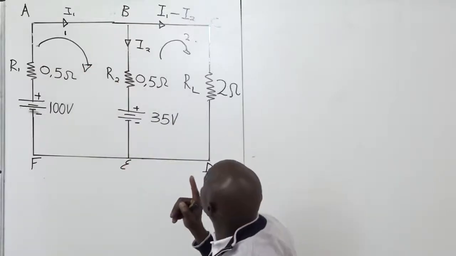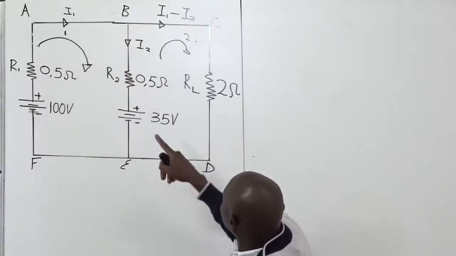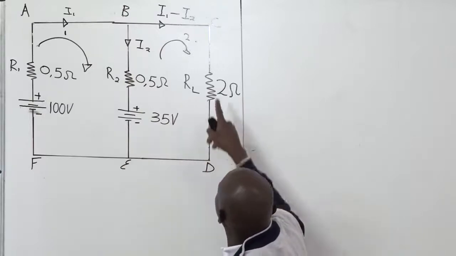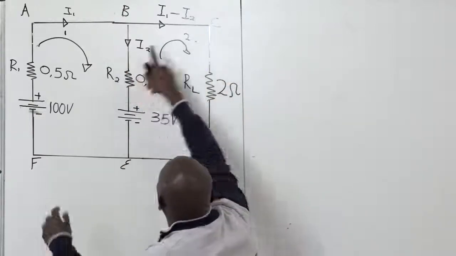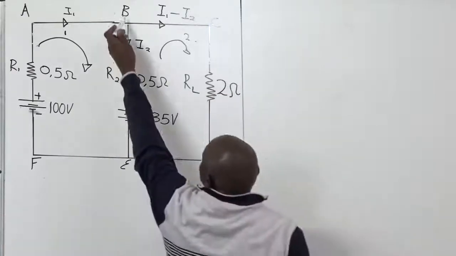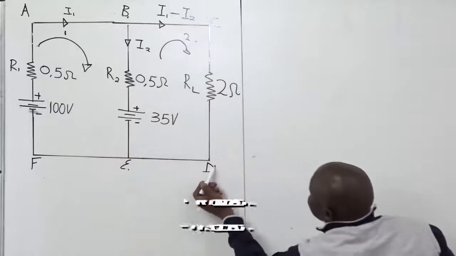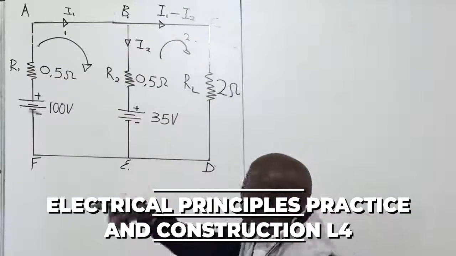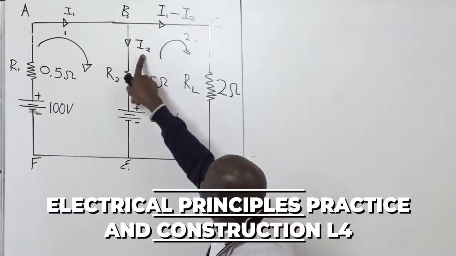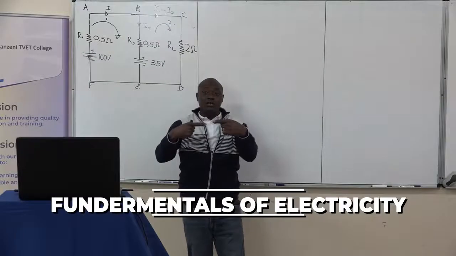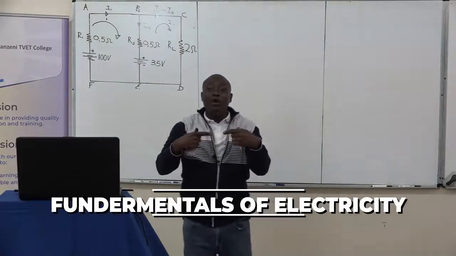If I choose the current that is opposing the directions, say B, E, D, C, B, what is going to happen? I'm going to have a collision of the current I2 and I1 minus I2. Now it's going to be a collision. So if it's a collision, obviously, what is going to happen?